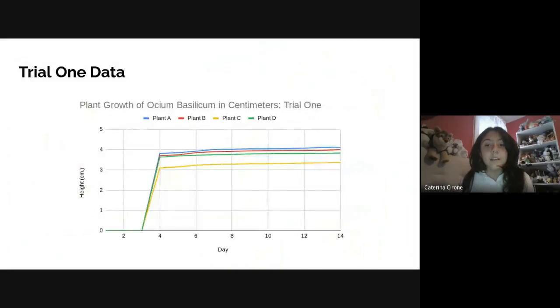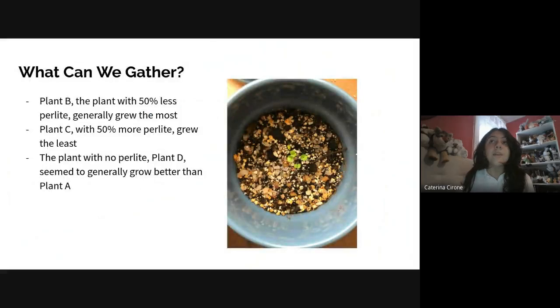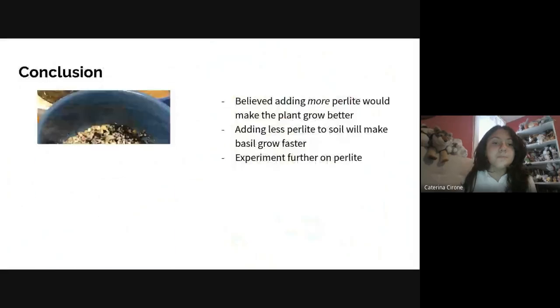Now, as I conducted this experiment, there were several different results that came out in each trial. However, the summary gave me an answer. Plant B, the plant with 50% less perlite, generally grew the most, while Plant C, with 50% more perlite, grew the least. The plant with no perlite, Plant D, seemed to generally grow better than Plant A, at least as shown in the summary table.